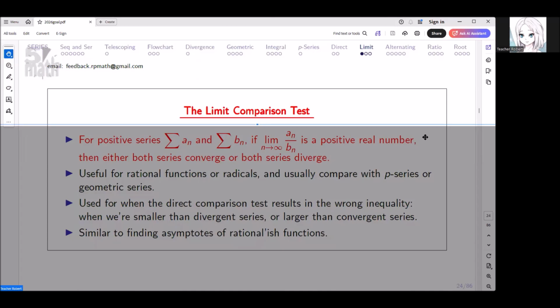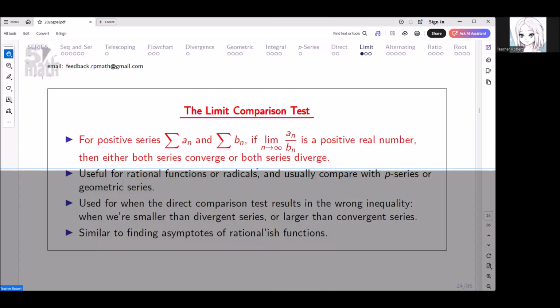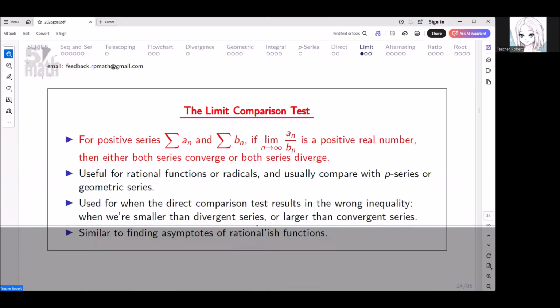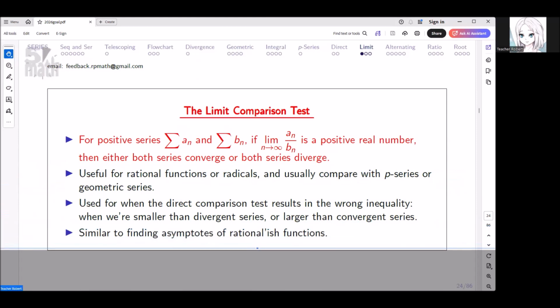The limit comparison test. For positive series an and bn, if limit n to infinity of an over bn is a positive real number, then either both series converge or both series diverge. Useful for rational functions or radicals, and usually compare with p-series or geometric series. Used for when the direct comparison test results in the wrong inequality, when we're smaller than divergent series or larger than convergent series. Similar to finding asymptotes of rational functions.